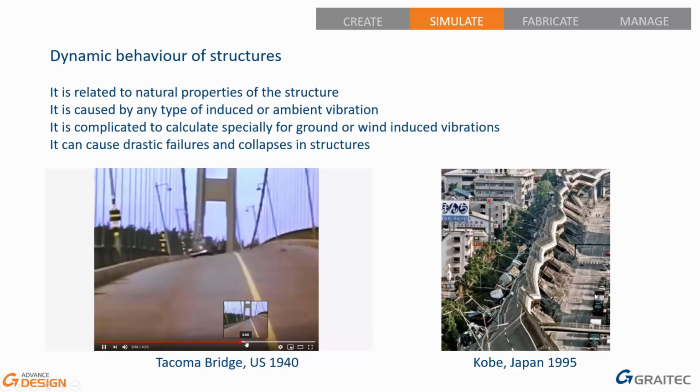So for example, down here on the right, I have, as you see, a collapsed bridge. The photo is coming from the Kobe earthquake in Japan. And as you see, this is due to ground motions. And I have another disastrous video here that I can play for you.